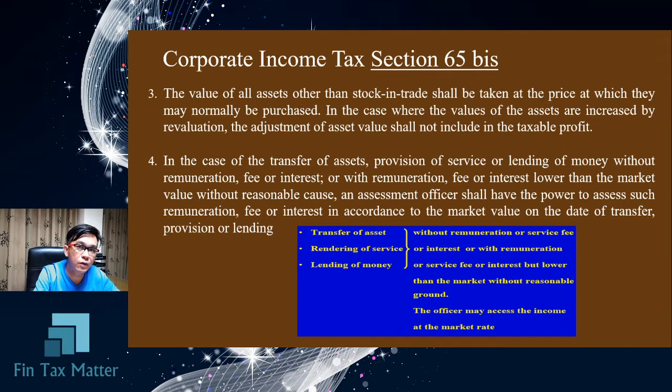Section 65 bis number 4 is about the market price of revenue recognition. The condition says that in the case of transferring an asset, rendering a service, or lending money, if they do not charge a remuneration fee or interest without reasonable ground or reasonable cost, or they charge a fee or interest that is lower than the market value or market price without reasonable explanation.